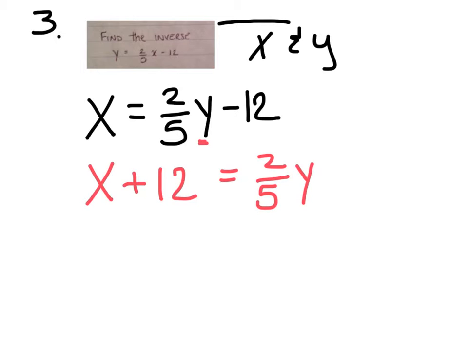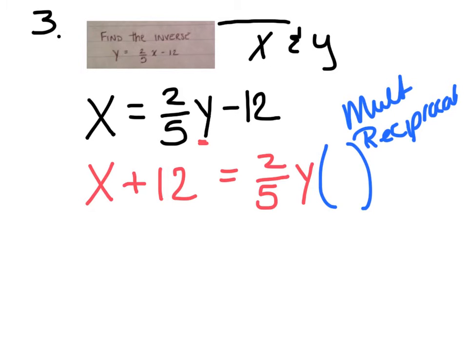Okay, now here's the part that some of us forget. You don't want to divide by fractions. That gives us a complex fraction, and then we have to do a ton of simplifying. The easiest way to get rid of a fraction is to multiply by its reciprocal. Okay, so the reciprocal of 2 over 5 is 5 over 2. And the only reason that works is because the 5 on top cancels with the 5 on the bottom, 2 on top cancels with the 2 on the bottom.